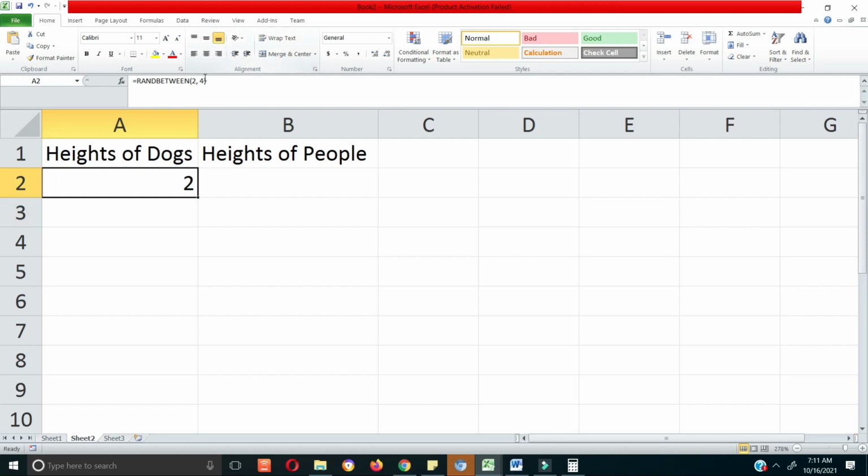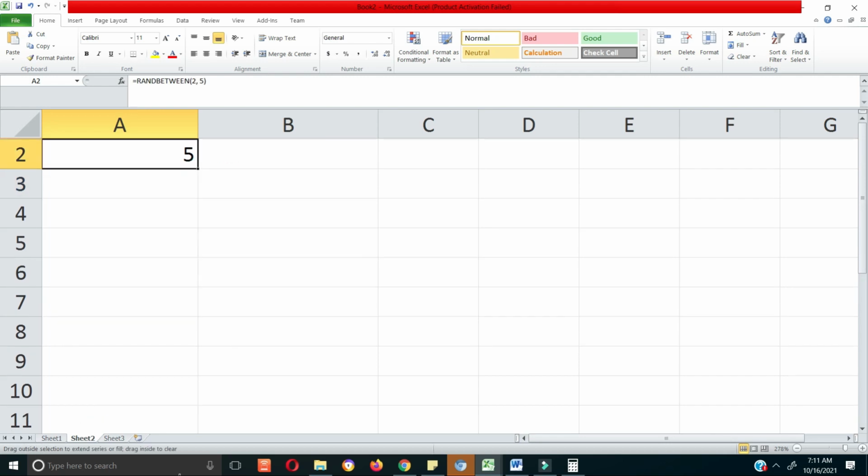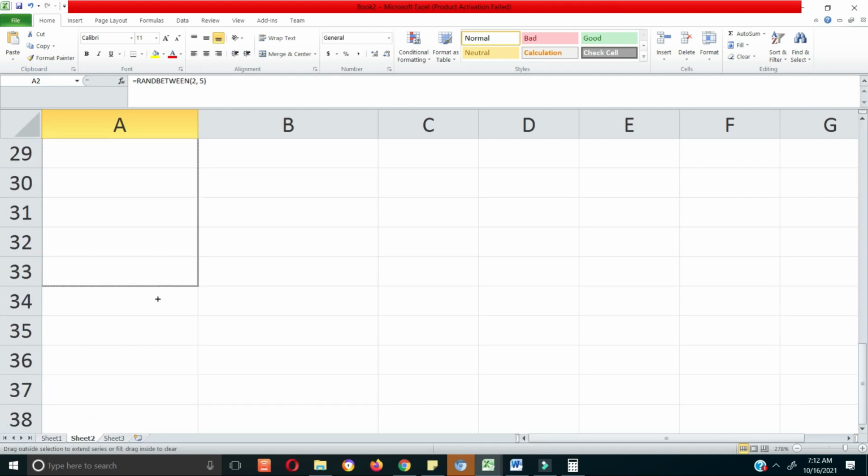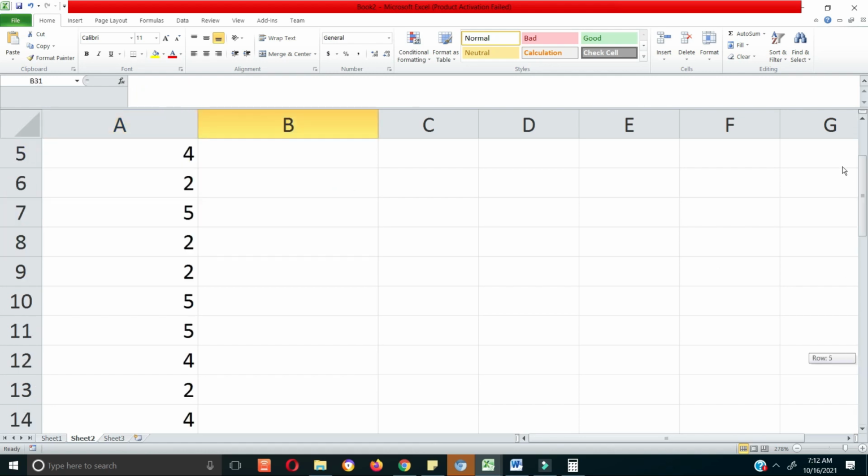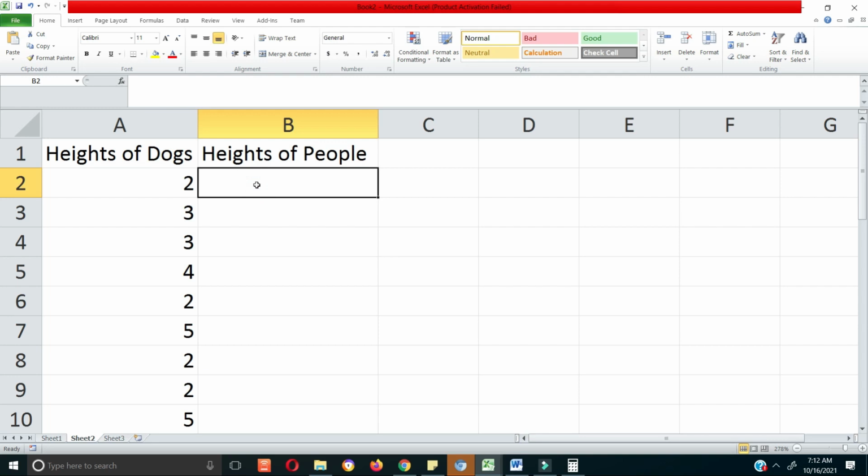Let me be more generous. Let me say you have some Great Danes in there, so some of your dogs are all the way to 5 feet. Let me say you have about 30 dogs. Then you have heights of people. The height of an adult person could be anything between, let's say, 4 feet and 7 feet.